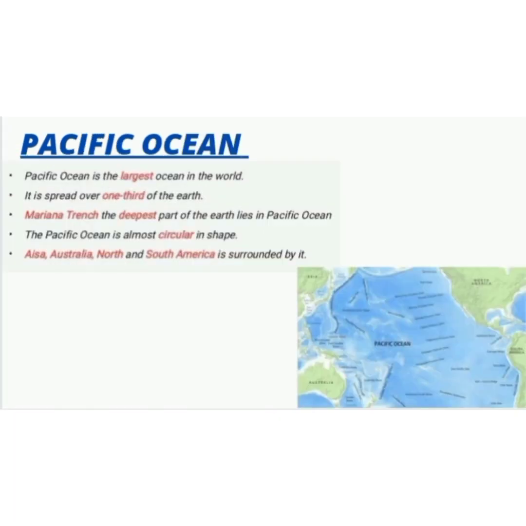So let's get started with the Pacific Ocean. The Pacific Ocean is the largest ocean and it is spread over 1/3 of the earth. And the Mariana Trench, the deepest part of the earth, lies in the Pacific Ocean. The Pacific Ocean is almost circular in shape and it is surrounded by Australia, Asia, and North and South America.